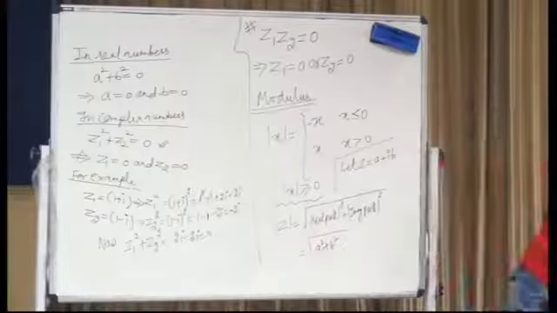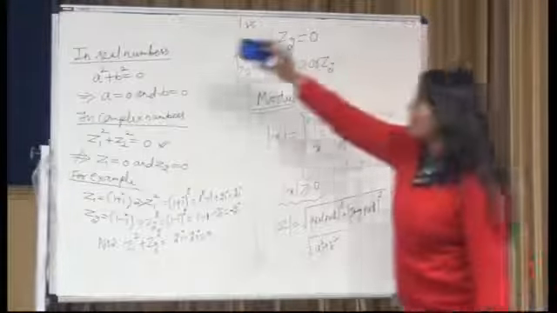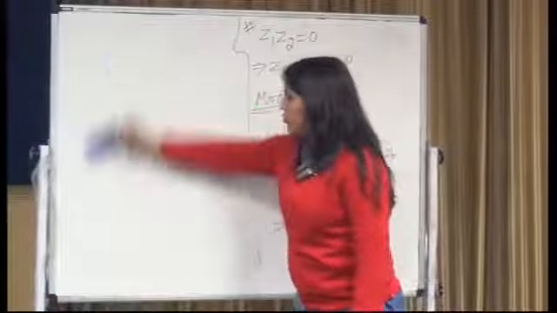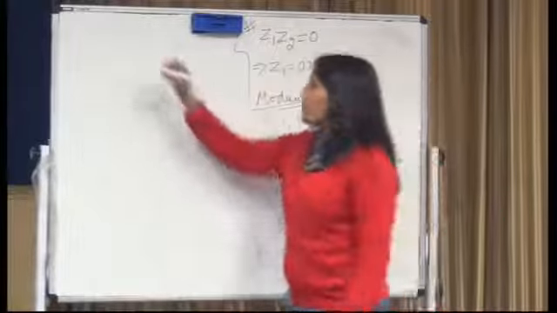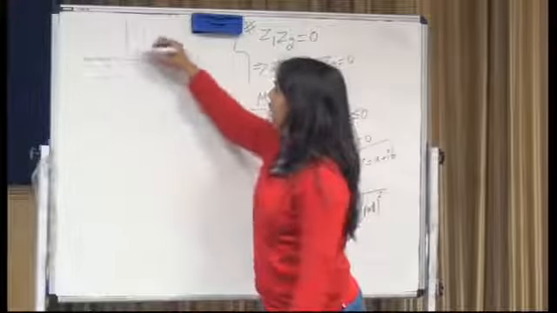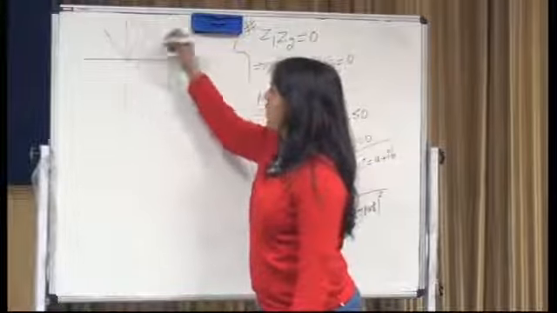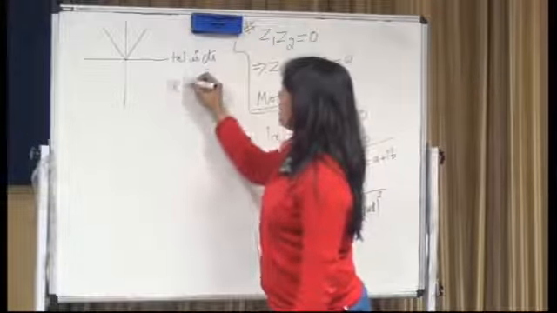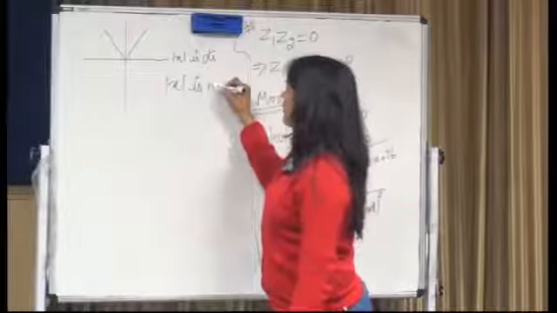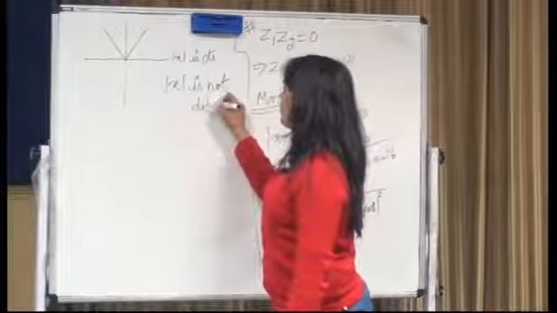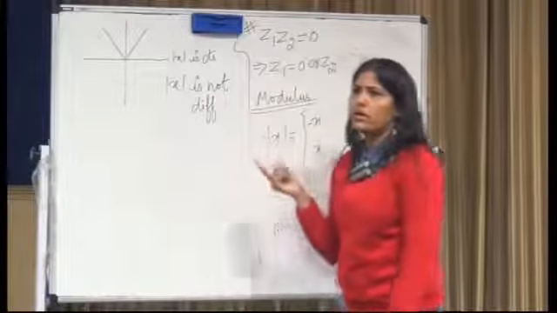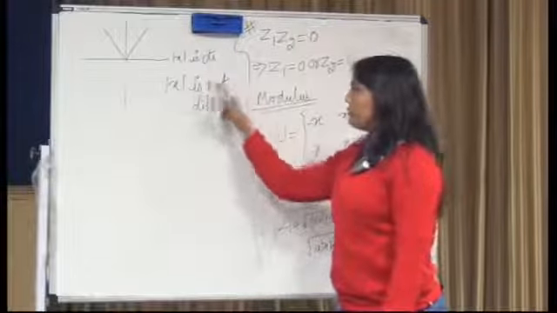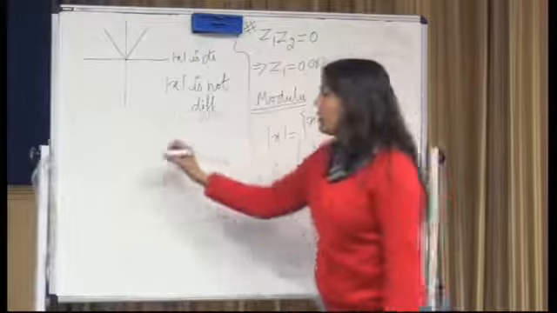If I just draw the diagram, the mod x graph, everybody knows, very standard one, how we draw it: V shape. One more thing, mod x is continuous, but mod x is not differentiable, that you know very well. You have studied differentiability and continuity, that part is done. So mod x is continuous, but mod x is not differentiable.